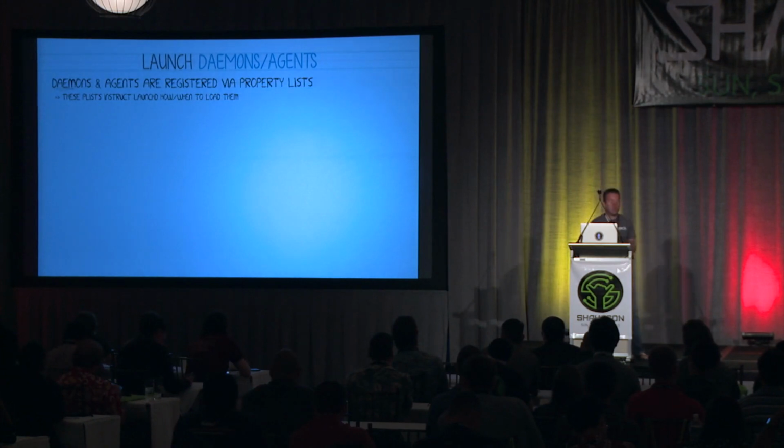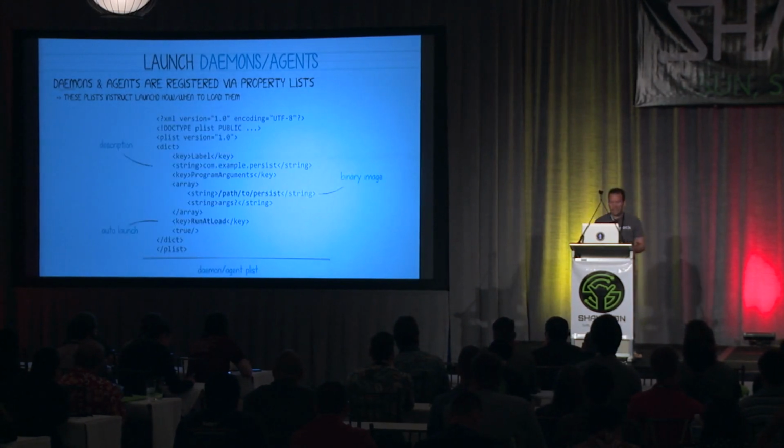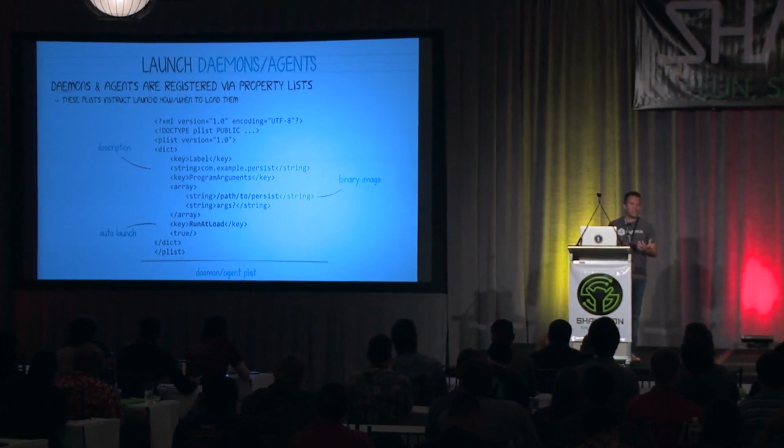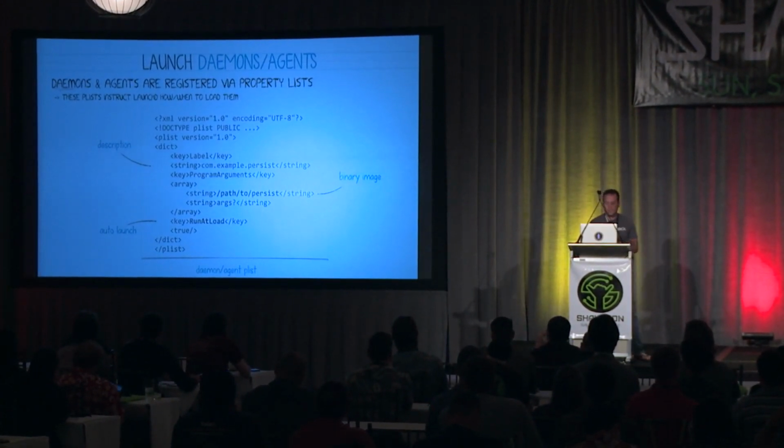So how does one create a persistent launch daemon or agent? In other words, a binary that will automatically be loaded whenever the OS boots up. Turns out it's pretty easy. You simply create an XML property list, or plist, that contains several required keys. First is the label, which is just the name of the persisted binary. Then the path to the binary image of the daemon or agent.